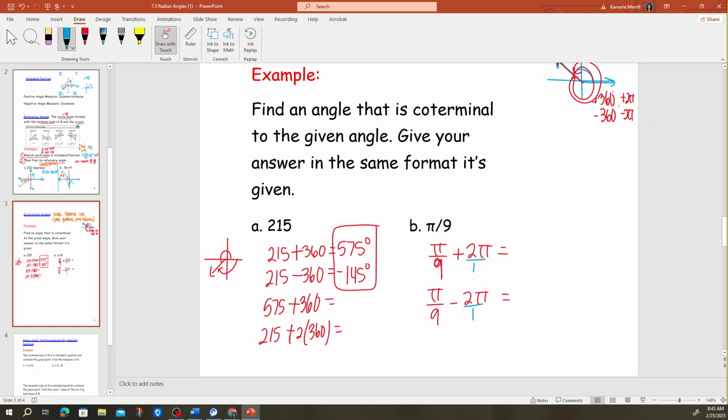Like a 1. So if I times by 9 over 9 on both of these scenarios, I get pi ninths plus 18, and maybe that's what you meant, Cam, sorry, 18 pi ninths. Or I have pi ninths minus 18 pi ninths. So isn't 18 pi ninths still 2 pi? But I just got it in terms of having a denominator that's a 9, right? It's still 2 pi. Do we understand how we just converted? Okay. All right, and then I'm able to give me something that's coterminal.